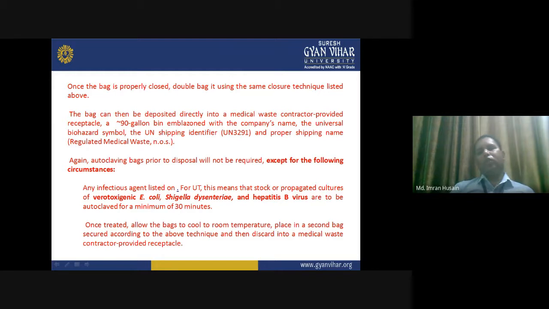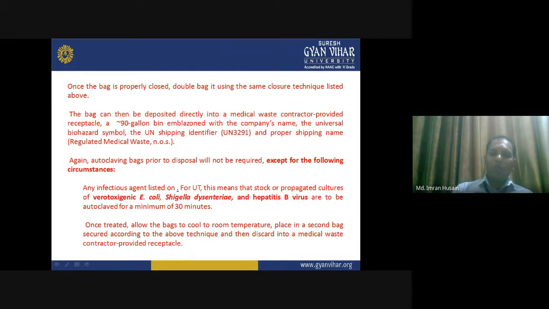Because in the long term, these scenarios play a proper role in the safety and biosafety from this hazardous material that is readily available, and if not handled properly, it can cause cross contamination and outbreak. Again, autoclaving bags prior to disposal will not be required except for the following substances. What are those substances when autoclaving is necessary? Any infectious agent listed, this means stored or propagated cultures of pathogenic microorganisms like E. coli, Shigella, and hepatitis virus, are to be autoclaved for a minimum of 30 minutes. So for a duration of 30 minutes, they should always be autoclaved properly.